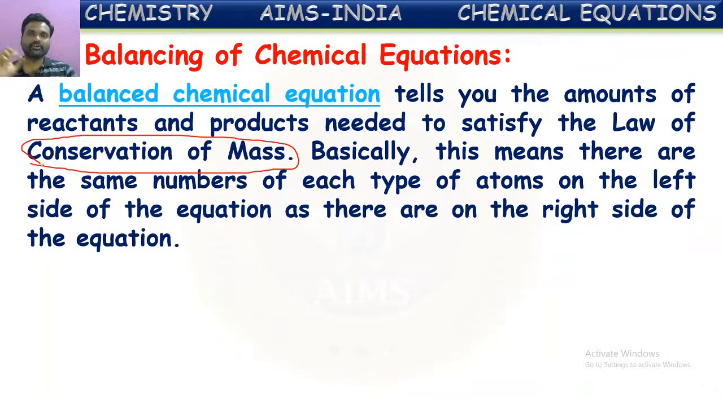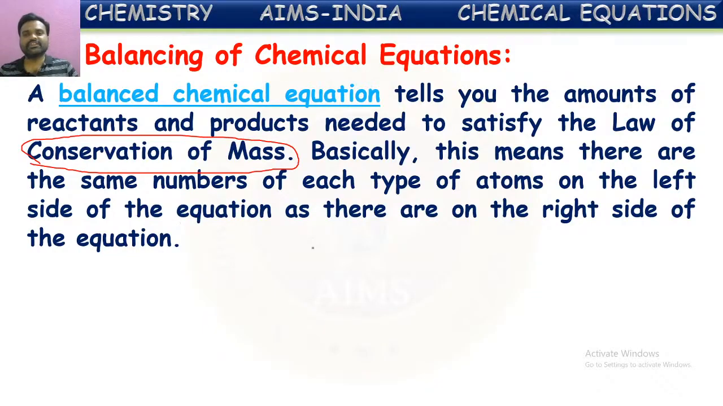So, to satisfy this law of conservation of mass, the total number of atoms of all the elements on the reactant side and the product side should be the same. Then only that equation is called a balanced equation. A balanced equation is also known as a stoichiometric equation.